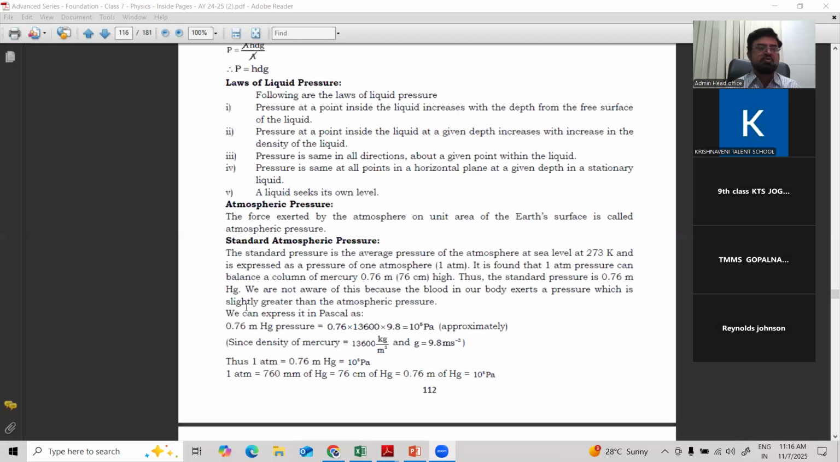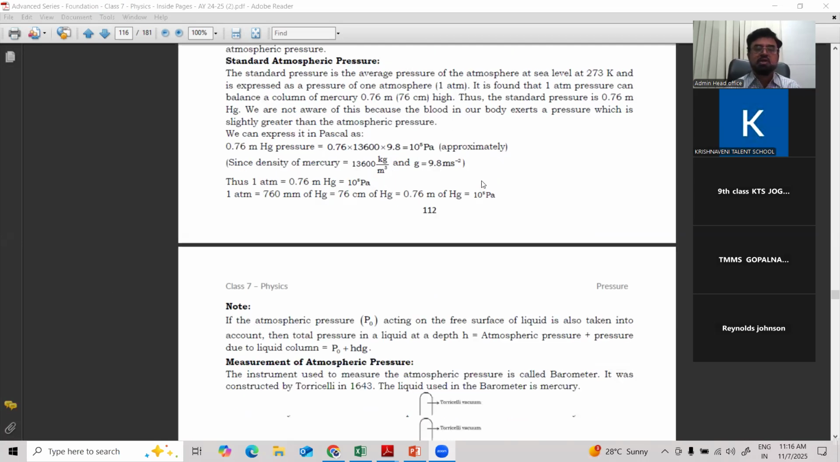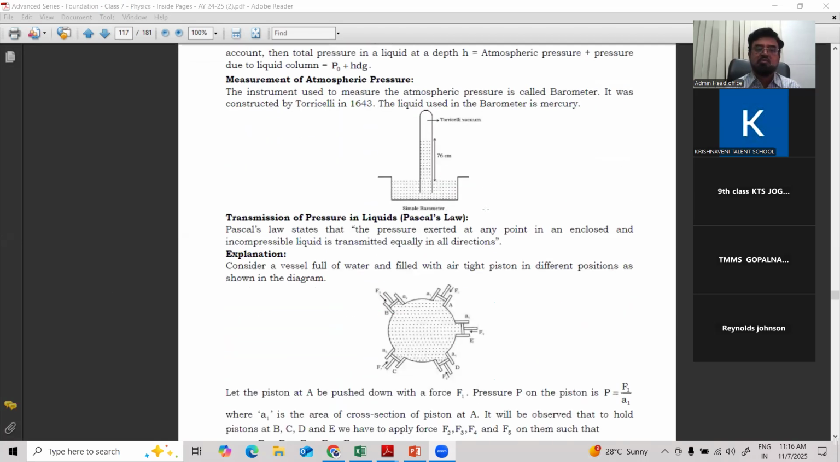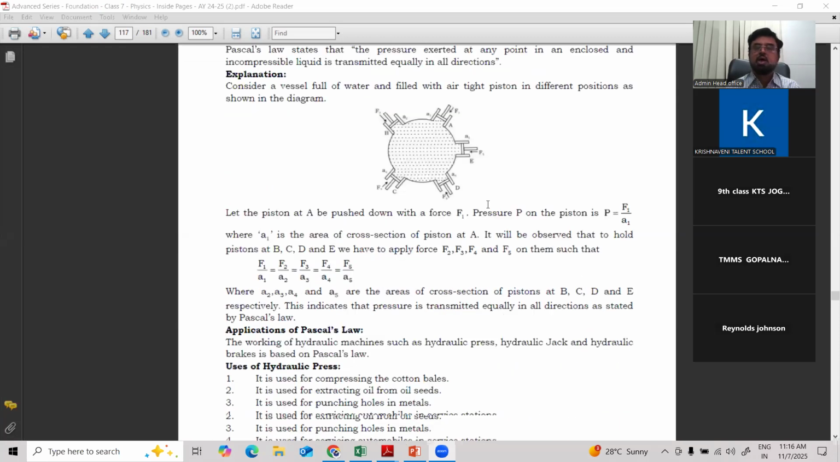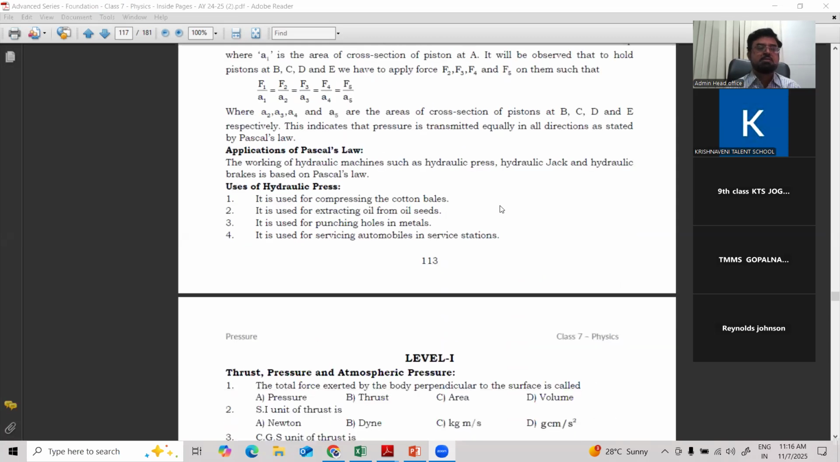Some laws are there for liquid pressure. Then atmospheric pressure, very important. In the atmosphere also there is pressure, and that will impact our blood flow. Right. So the pressure exerted by the atmosphere can be measured as 76 centimeters of mercury. What is the standard atmospheric pressure? Of course, there is a mathematical formula for that. How does pressure transmit in liquids from one place to another place?